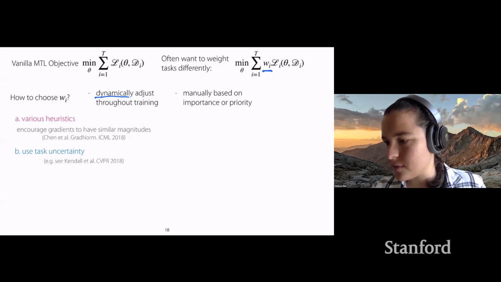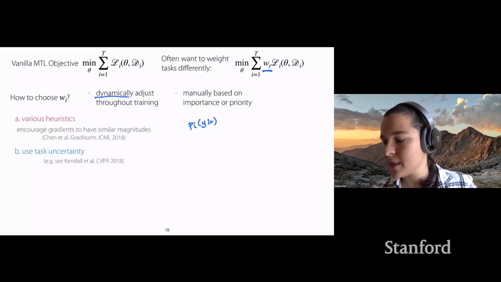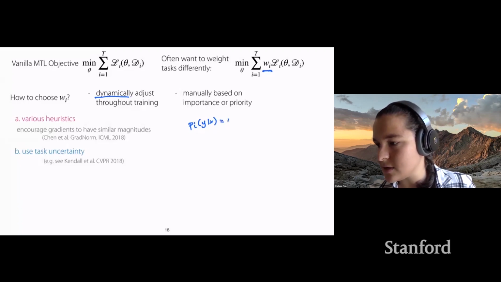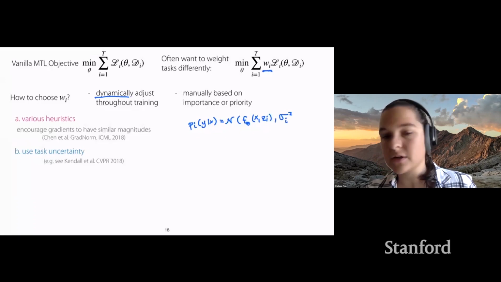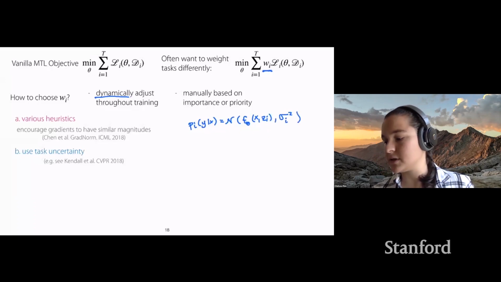The way that they formulated this is they assumed that you have a distribution of y given x for each task i, and they set this to be equal to a Gaussian distribution if you're doing regression, with a mean that's equal to the output of your neural network, and a variance that is also a learned vector, a learned vector per task.